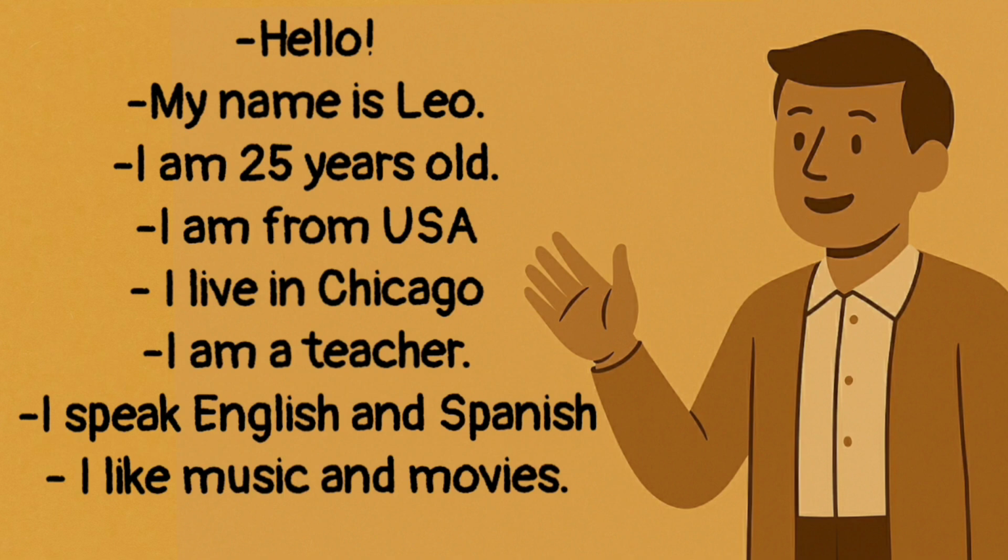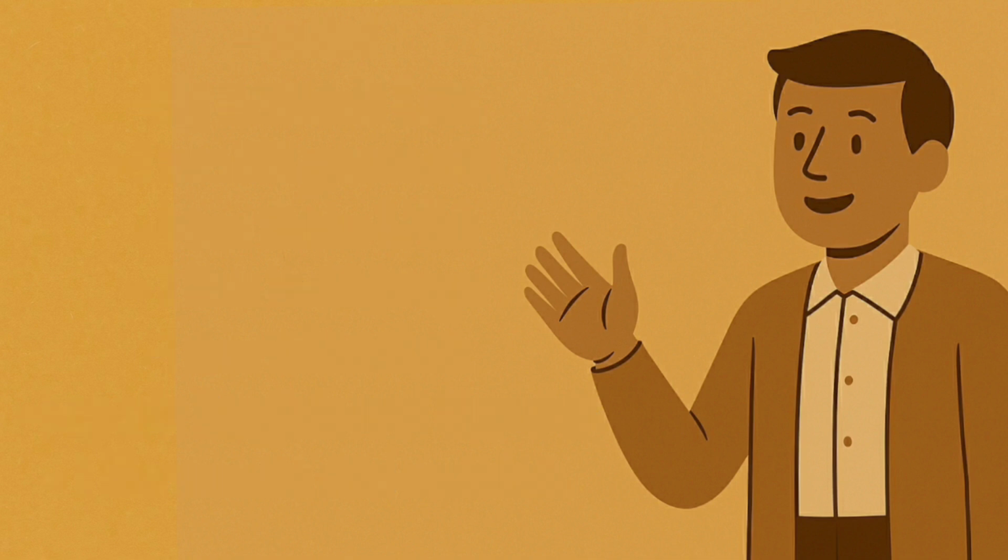Hello, my name is Leo. I am 25 years old. I am from USA. I live in Chicago. I am a teacher. I speak English and Spanish. I like music and movies. Repeat after me.